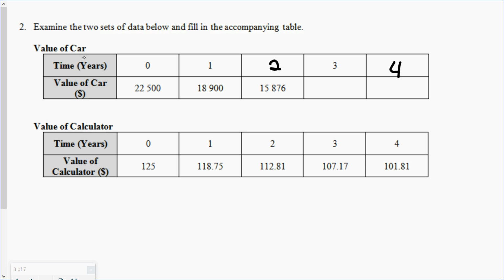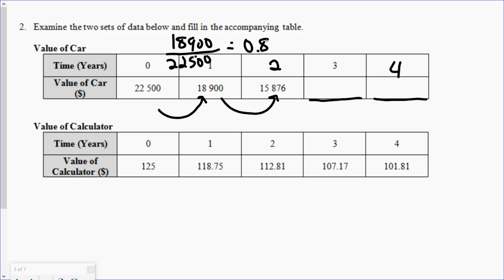So it's looking at the value of the car. What we need to figure out is what's happening from one year to the next, so we can figure out what the value would be at 3 years and at 4 years. The way we can look at that is we can compare from 1 year to the next. So I'm going to take my value after 1 year, 18,900, and divide it by the original value, 22,500, which gets me 0.84. I hope you're double checking my math because I have that written down, but I don't have a calculator anywhere near me.